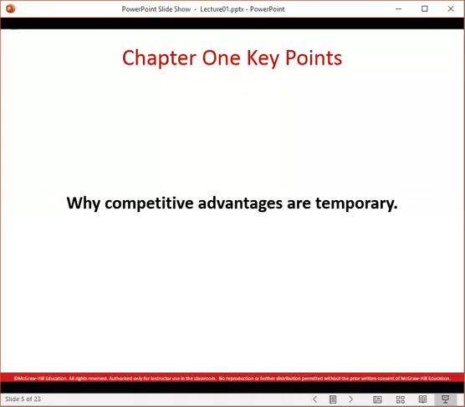Why are competitive advantages temporary? A competitive advantage is a feature of a product or service on which customers place a greater value than they do on similar offerings from competitors. Competitive advantages provide the same products or service either at a lower price or with additional value that can fetch premium prices.